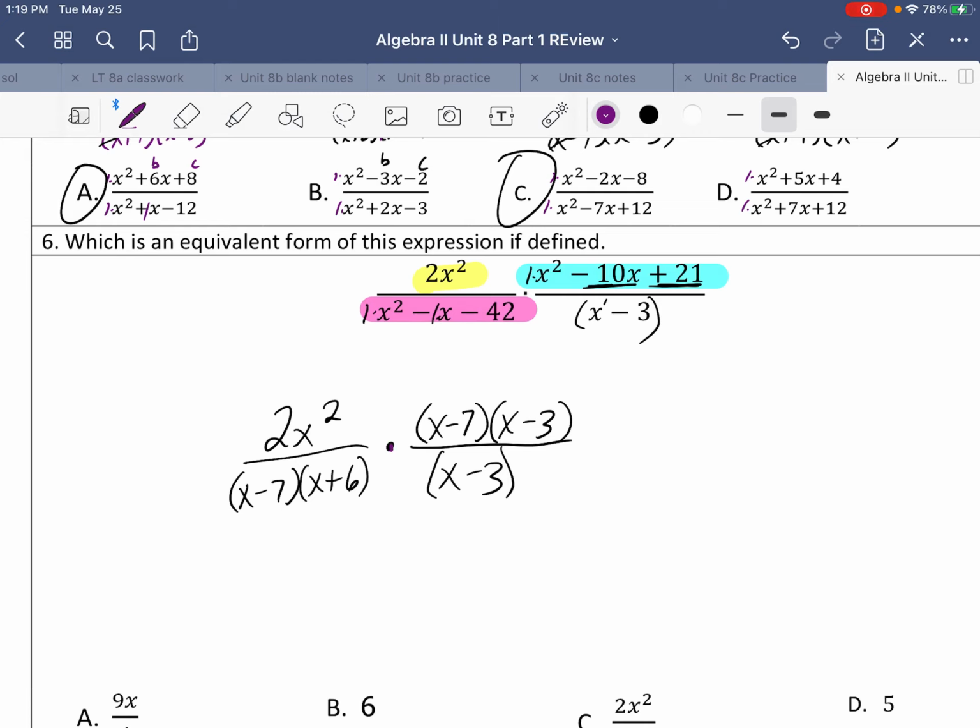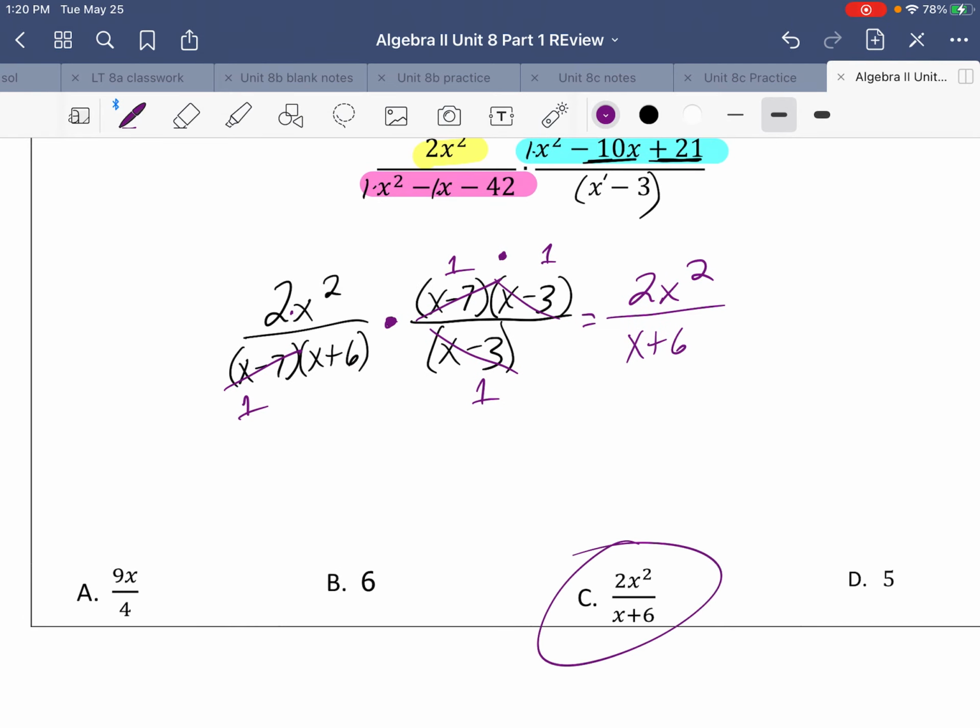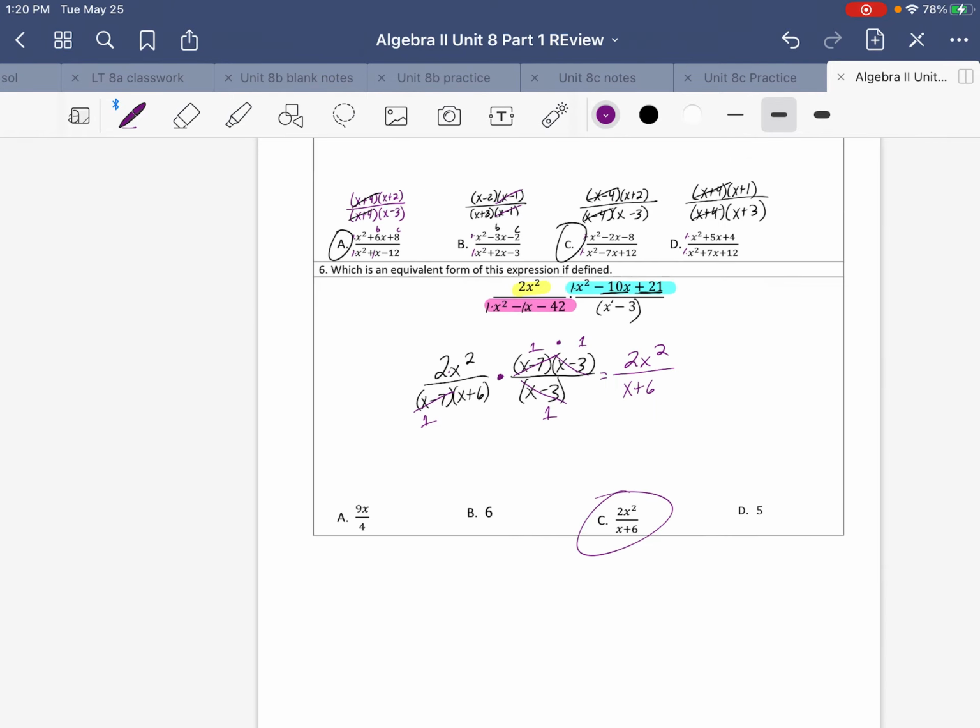Now we're going to look at any numerators and denominators. Since we have multiplication, we can go across any numerator and denominator, and they can simplify, like the x minus 7s. X minus 7 divided by x minus 7 is 1. X minus 3 divided by x minus 3 is 1. Do you need to put the 1s there? No. But if there's nothing left in the numerator, you're going to want to have the 1s there, so you know that there actually is a 1 in the numerator. In this case, we have 2 times x squared times 1 is 2x squared. And 1 times x plus 6 times 1 is just x plus 6. Well, that happens to be C. Perfect.